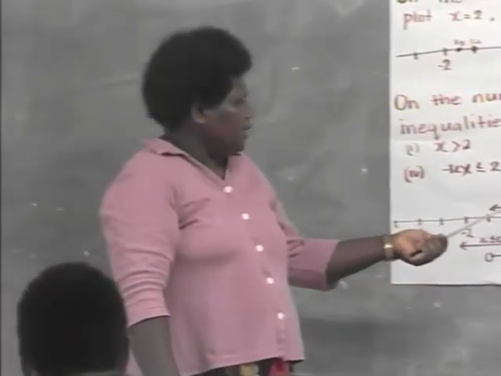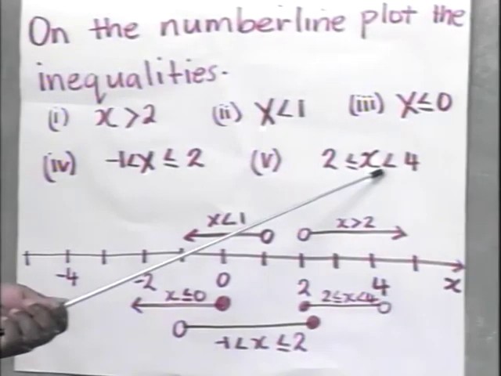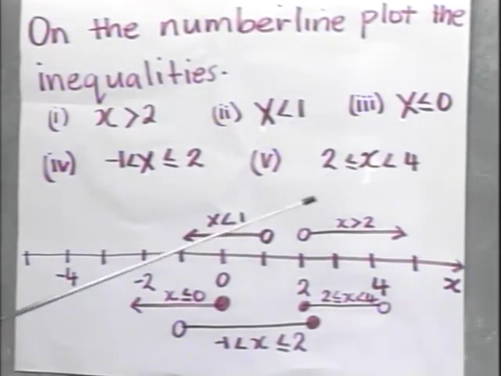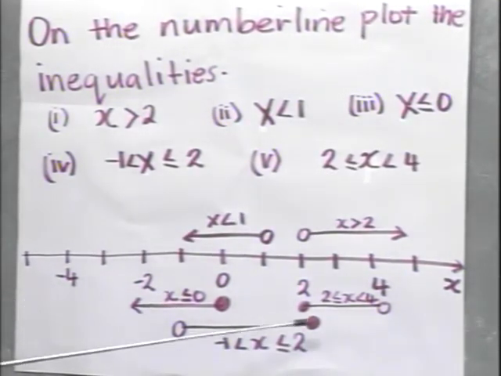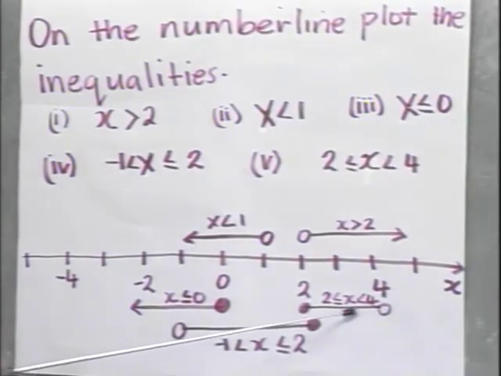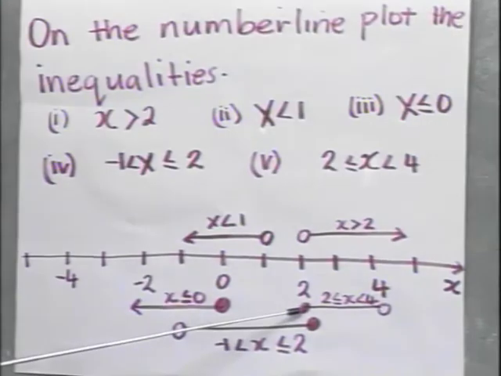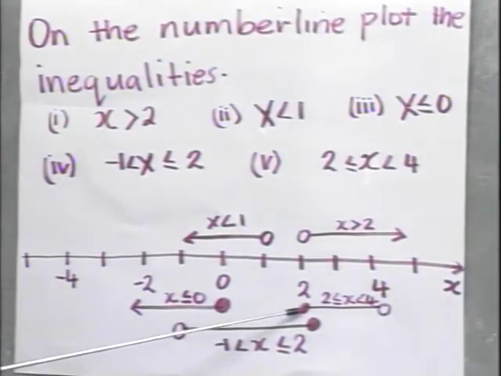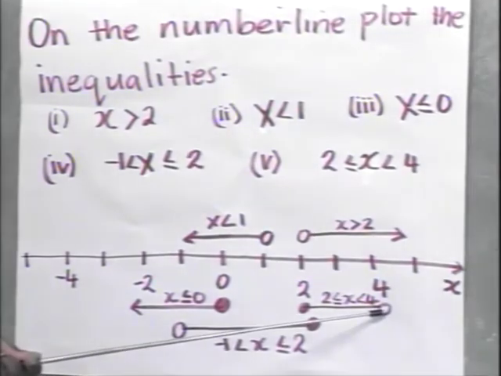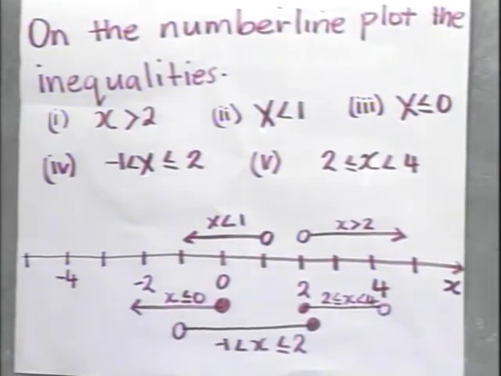2 is less than x, which is less than 4. The numbers must be greater than or equal to 2, and they must be less than 4. So the numbers are between 2 and positive 4. 2 is included, 2 is less than or equal to x, but 4 is not included because it just says the numbers must be less than 4.